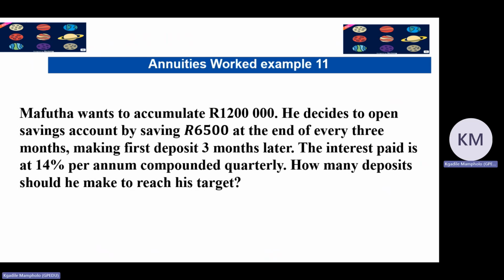Worked example 11. Mafuta wants to accumulate 1,200,000. He decides to open a savings account by saving 6,500 at the end of every 3 months, making the first deposit 3 months later. The interest paid is at 14% per annum compounded quarterly. How many deposits should he make to reach his target?